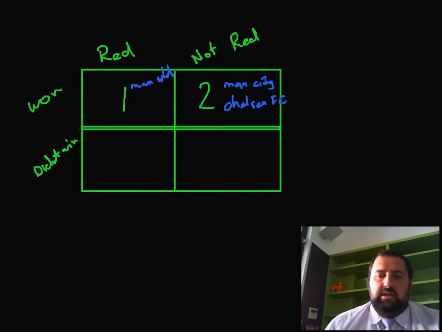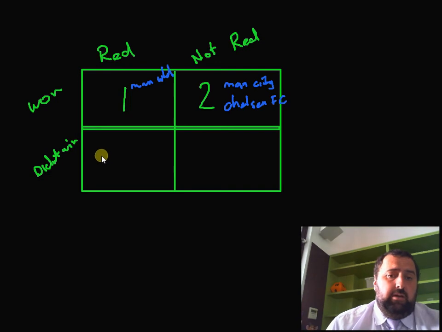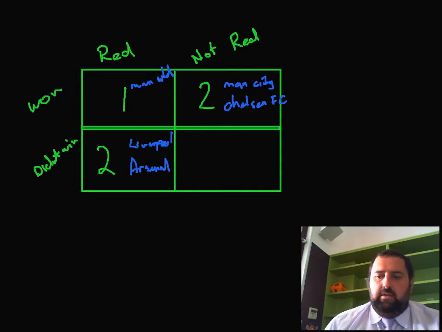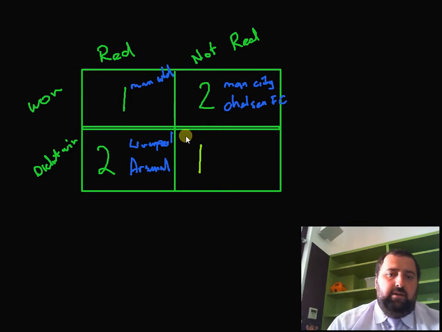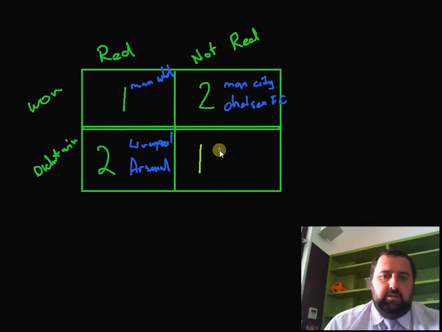Okay? And then underneath, wearing red but didn't win, there were 2 teams that wore red that didn't win. Those 2 teams were Liverpool and Arsenal. And then there was one team that was wearing not red that didn't win, and that was Leicester. All right, yeah, Leicester's spelled weird, but that's okay.